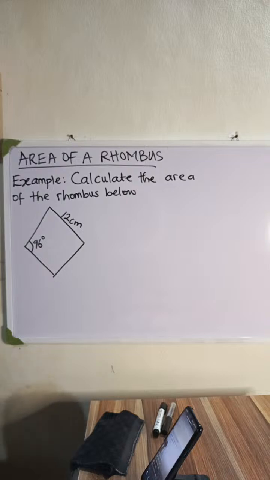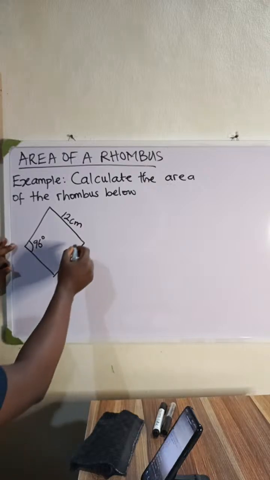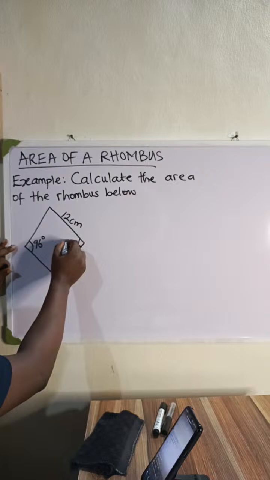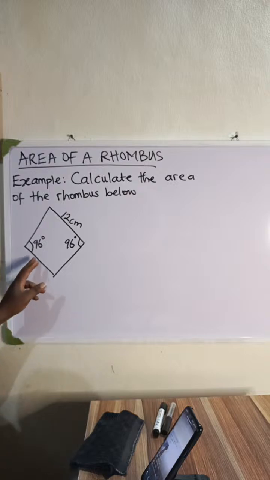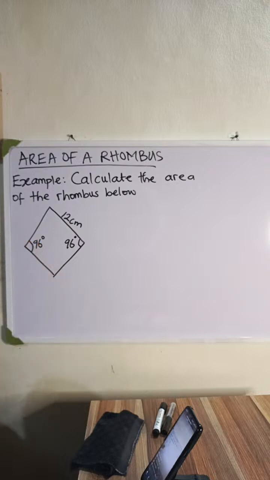So we are expected to find the area of the rhombus in this form. You are given one side and you are given one angle. Let's write the angle this way. 96 degrees. Remember, these two angles are the same. When we define the rhombus, I told you that the two opposite angles are the same. So in this situation, we are not given any of the diagonals. We're only given one side and one angle.